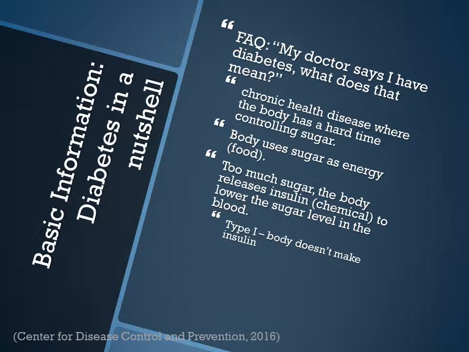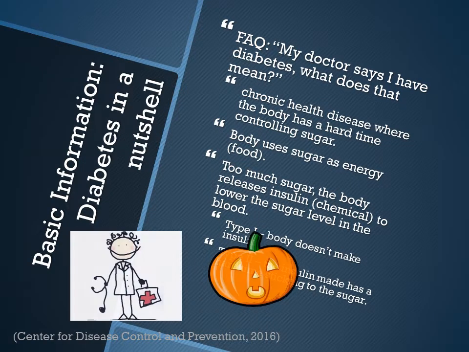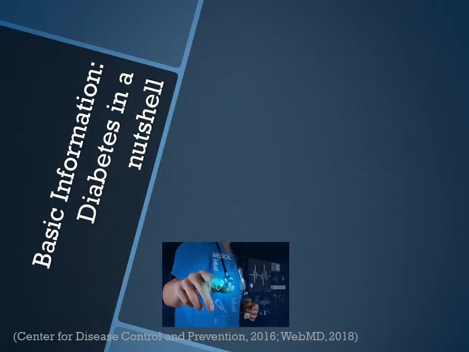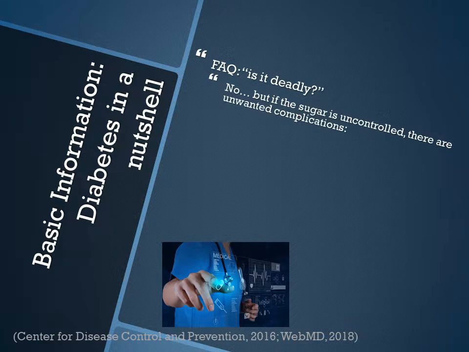Type 1, your body doesn't make enough insulin to begin with. Type 2, it makes the insulin, but the insulin has a hard time to stick to the sugar. In your case, Mr. Pumpkin, you have type 2 diabetes. Is it deadly? No, but if the sugar is uncontrolled, there are unwanted complications.